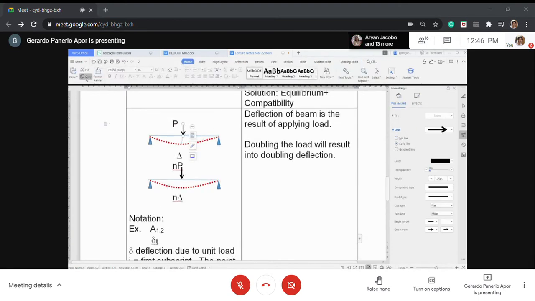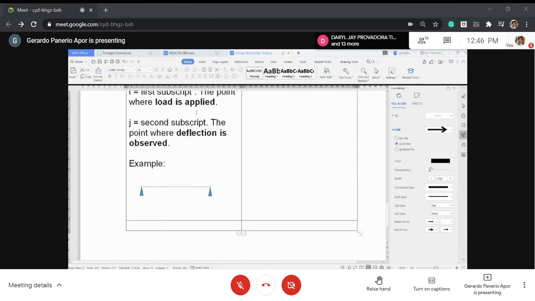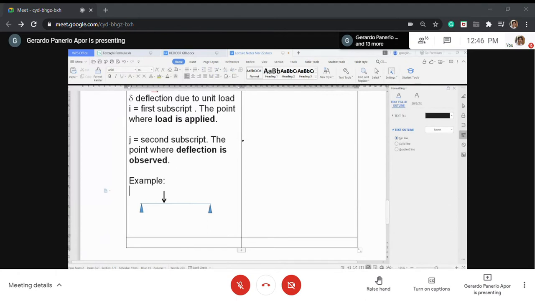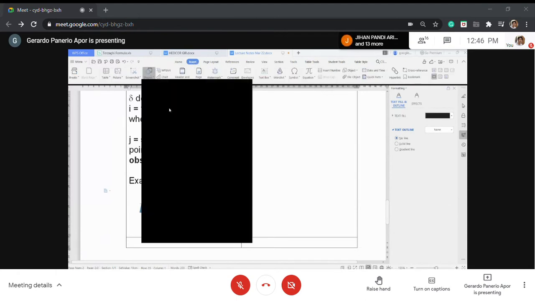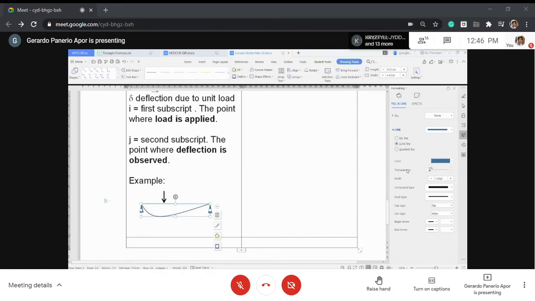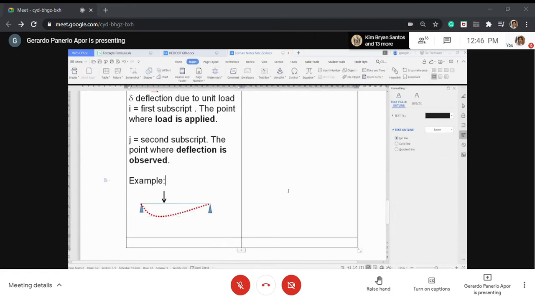Copy, paste. Then move it here. Of course, when you put a load, let us say this one, the beam will also deflect. There will be deflection like this. Okay, that is the deflection. Now we will just change the line into this and that. So here is the difference.